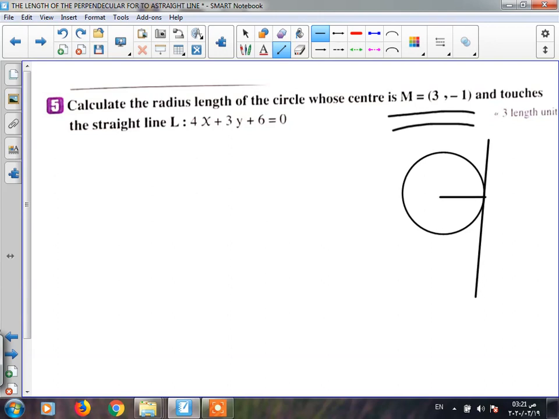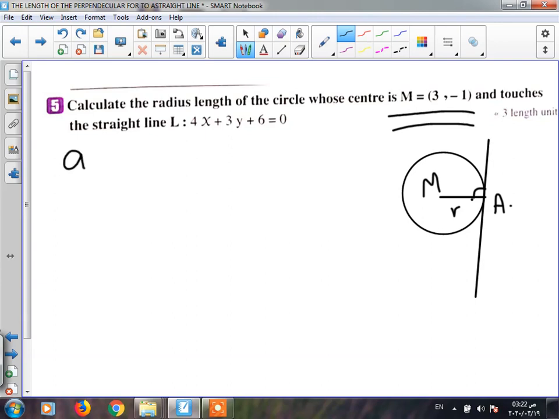You know that M is the center, and if the line is a tangent, it's a straight line touching the circle, so this is the perpendicular. If you want to get MA, the length of the perpendicular, he asked to find the radius, and in this case, MA is going to be our radius.